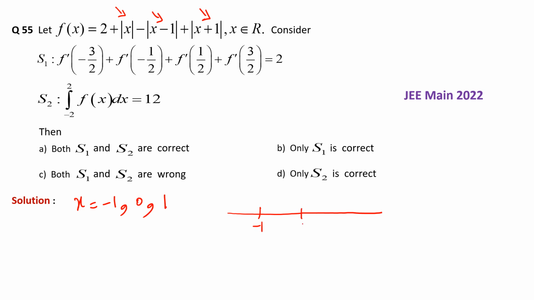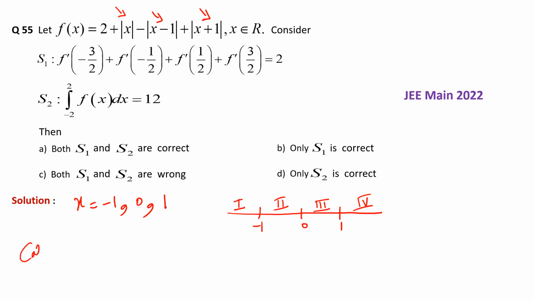And now you can clearly see these 3 points divide the entire real number line into 4 regions. The first region is when x is less than minus 1. The second region is when x is greater than or equal to minus 1 but less than 0. The third region is when x is greater than or equal to 0 but less than 1. And the fourth one is when x is greater than or equal to 1.